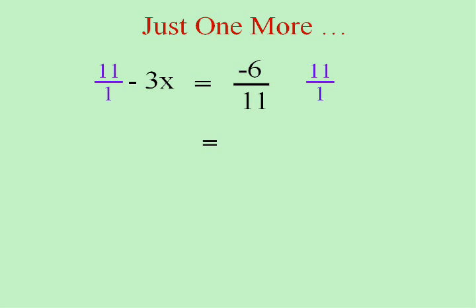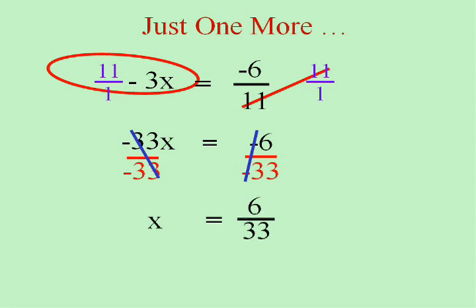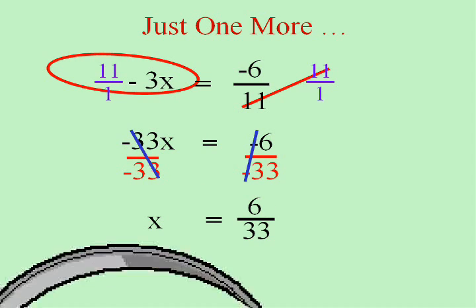So let's see. On the left side, we have 11 times negative 3x is negative 33x. And on the right side, we cleaned up that denominator, and we have negative 6. Now, you should know how to solve this equation. I'm going to get x alone by dividing by negative 33 and canceling, and I get x is 6/33. Is that your final answer?